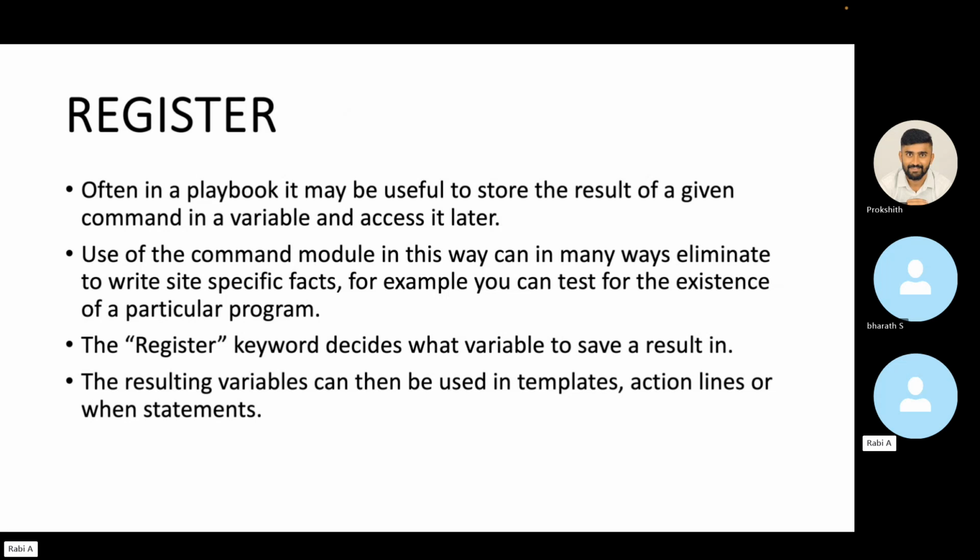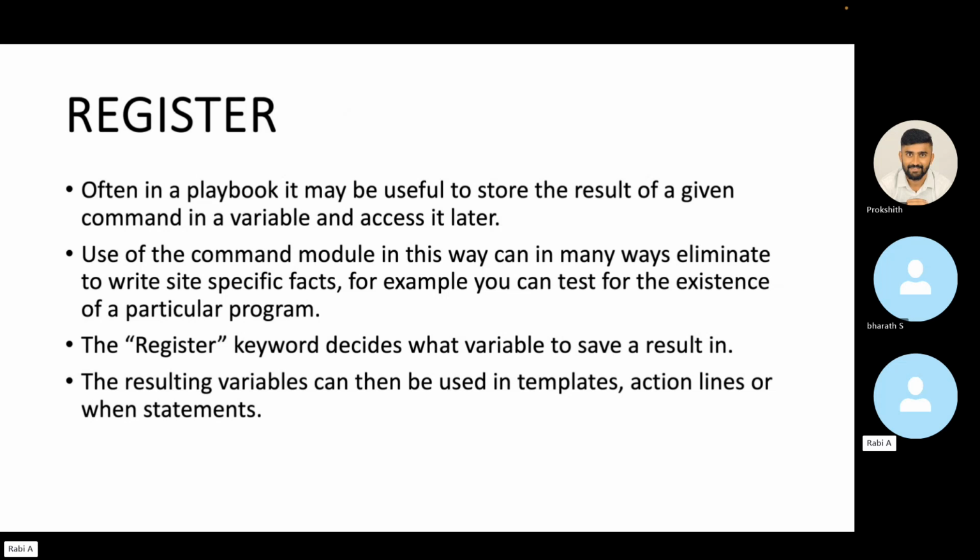Sorry. So often in a playbook, it may be useful to store the result of a particular task. So whenever you want to store the output of a particular task and display it in your Ansible machine, you can make use of your register keyword. So use of the command module in this way can in many ways eliminate the need to write site specific facts. For example, you can test for the existence of a particular program, which in this case, checking if Git is available or not, or if Docker is available, if available, what version is available.